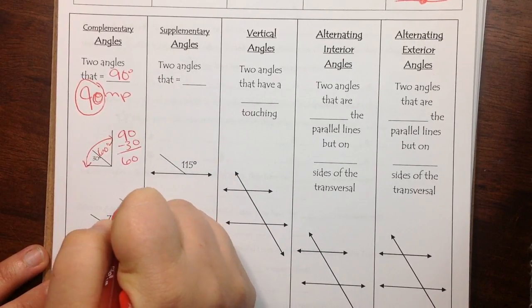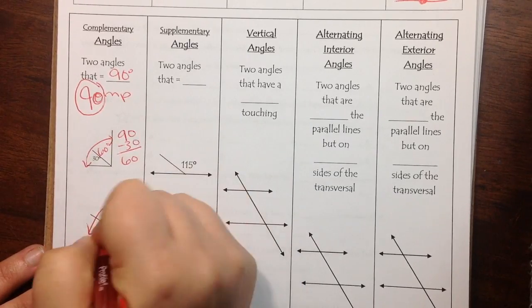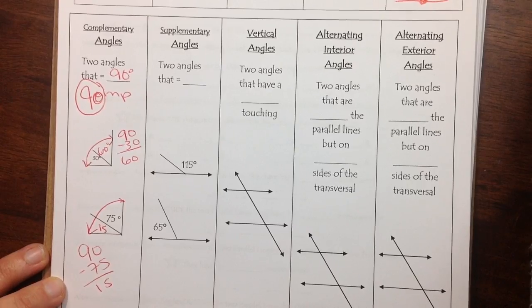So if they're telling you this is complementary, again, subtract. 90 minus 75 is 15, so this little angle would be 15 degrees.